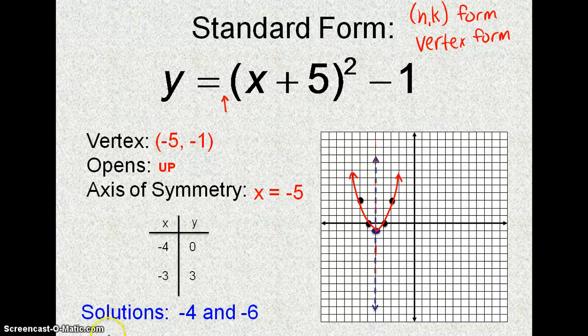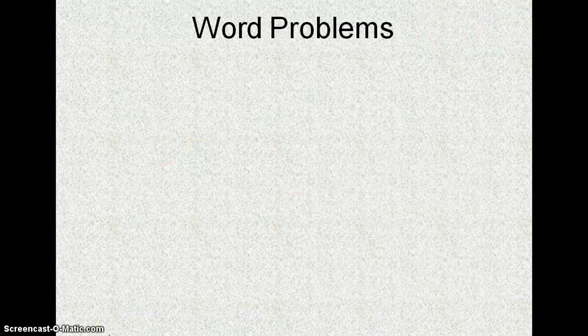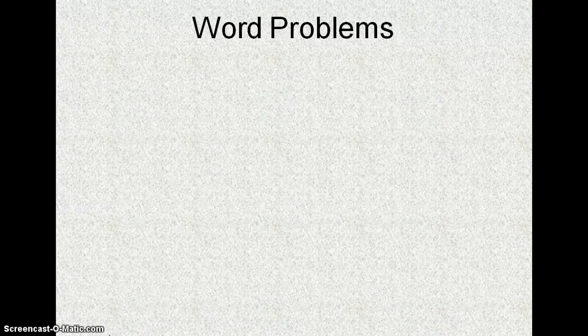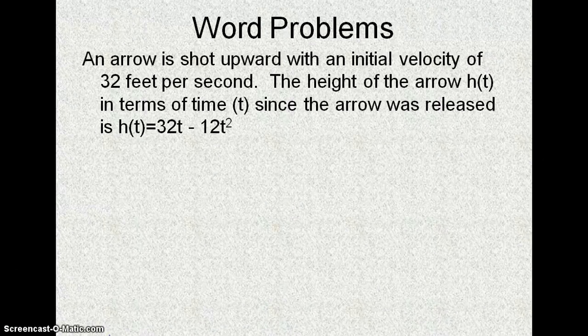Now we'll also do some little word problems. When we do the word problems, we're going to use our calculators to graph them to help us. An arrow is shot upward with initial velocity of 32 feet per second. The height of the arrow is given by h of t, where t is time. Okay? So you're given an equation. H of t, the height and the time, is given by this equation.